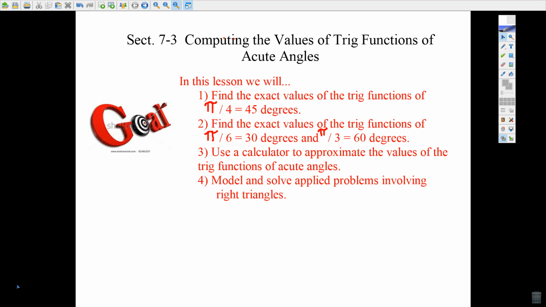Okay, so today we're calling this part 2 of section 7.3. With our last lesson we covered these first two objectives that you see here on this slide. So we're going to focus today on goals 3 and 4: how to use a calculator to approximate values of trig functions of acute angles, and then we're going to look at some, you could look at these as word problems involving right triangles, which hopefully will be a review from some things we did in Algebra 2.